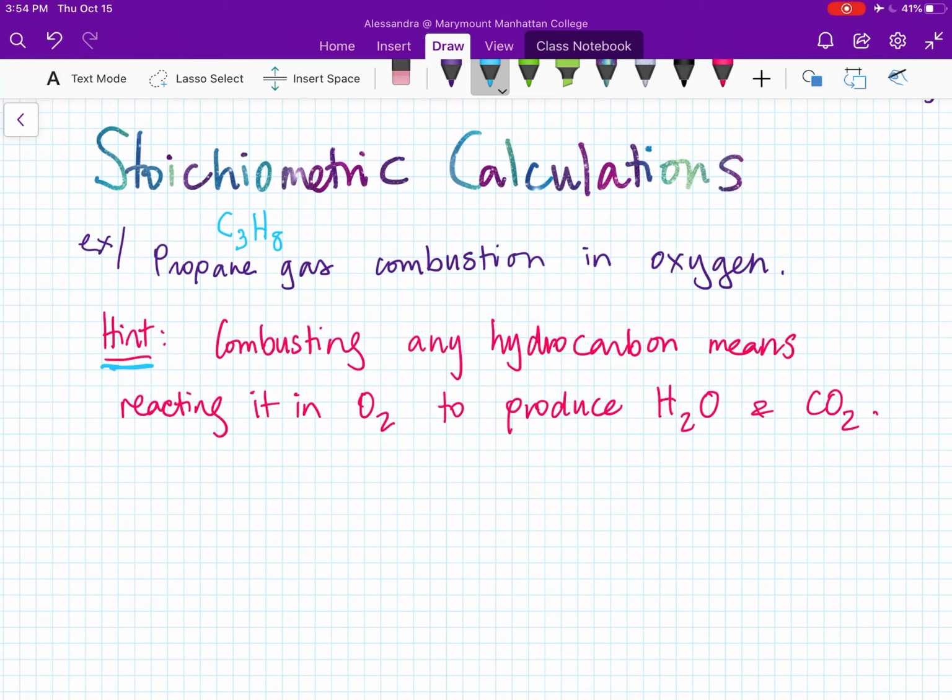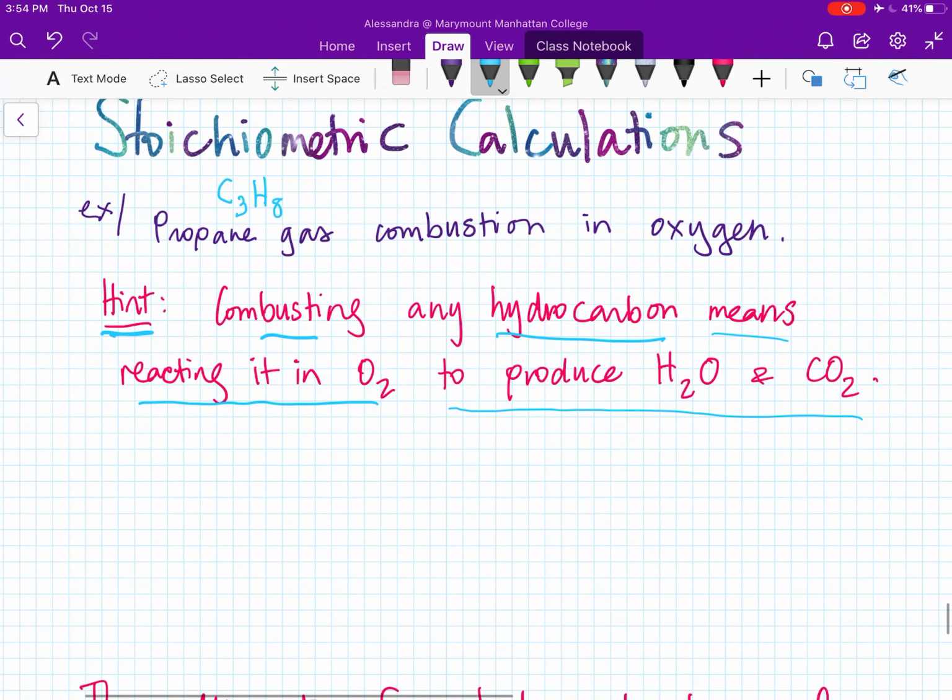And one big hint that you need for combustion problems is to know that a hydrocarbon is just any molecule that contains only carbon and hydrogen. Combustion means that you're reacting the hydrocarbon with oxygen, O2 gas, and the products are always going to be water and carbon dioxide. So whenever you do combustion, the products are always the same.